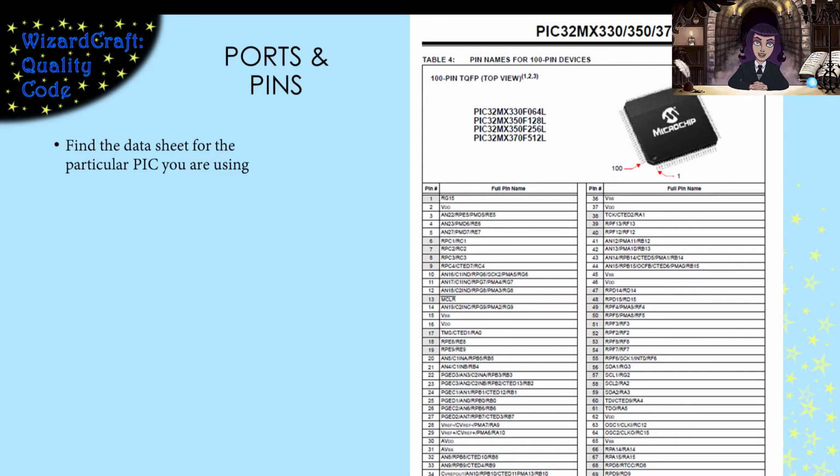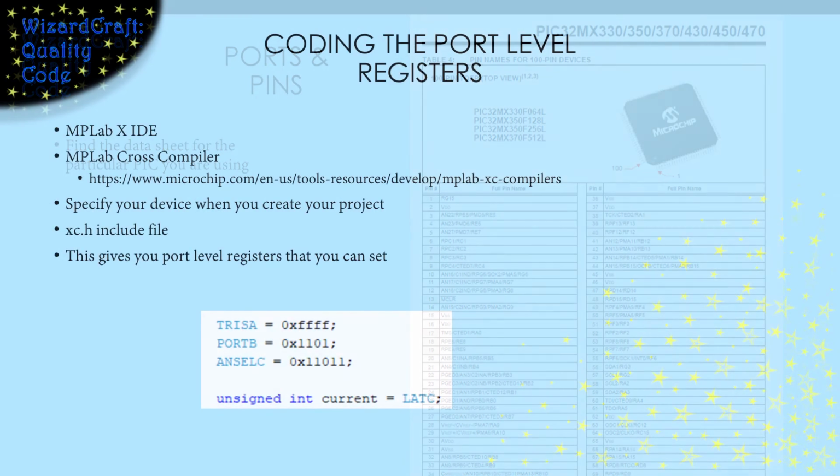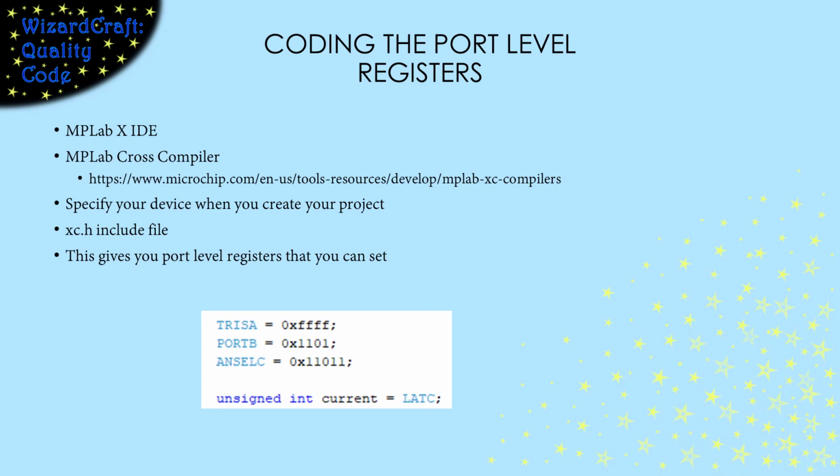Let's write some code. Yes, Sumi, I agree. The easiest way to write code for a PIC is to use the MPLAB X IDE. It's aware of many PIC features, and it includes tools that help with writing the code. You'll also need an appropriate cross-compiler.